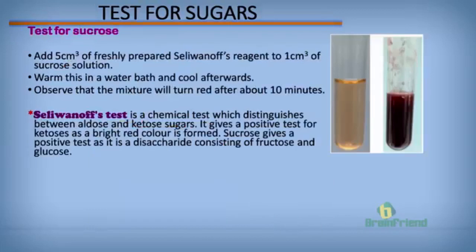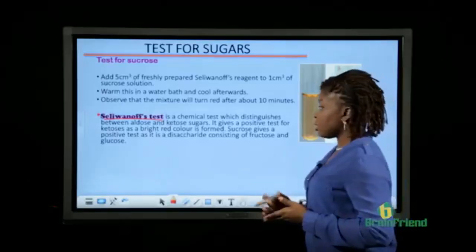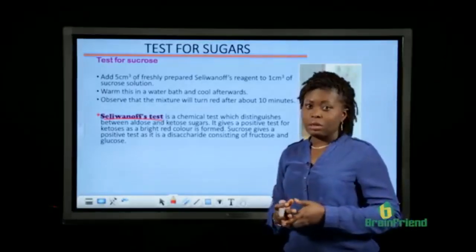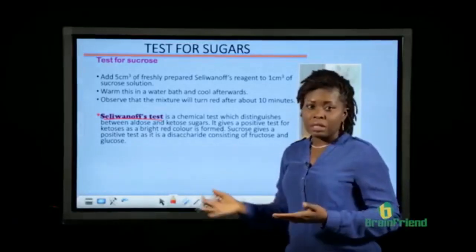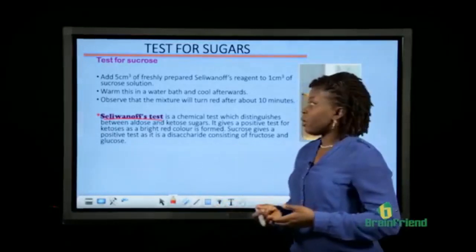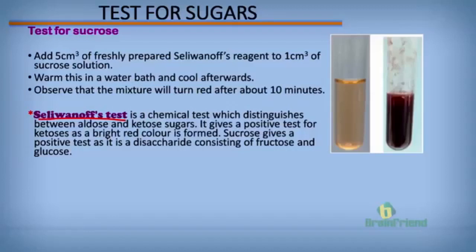Now, testing for sucrose. We'll make use of what we call a Seliwanoff test. This test is a chemical test that distinguishes between aldoses and ketoses, or aldehydes and ketones. It's usually positive for ketoses. All right, so to carry out this test, we'll add 5 cm cube of freshly prepared Seliwanoff's reagent to 1 cm cube of sucrose solution.